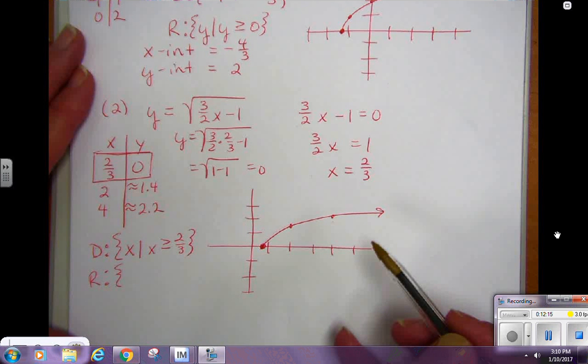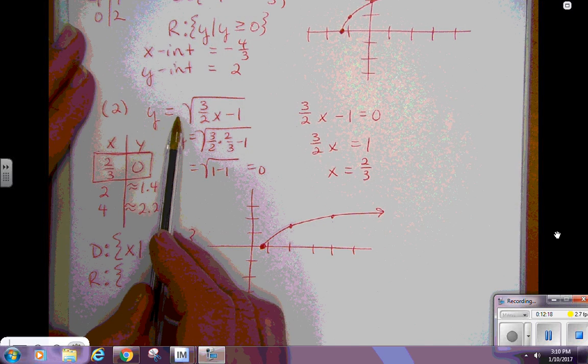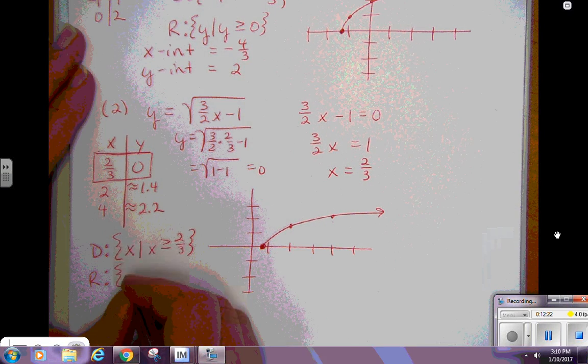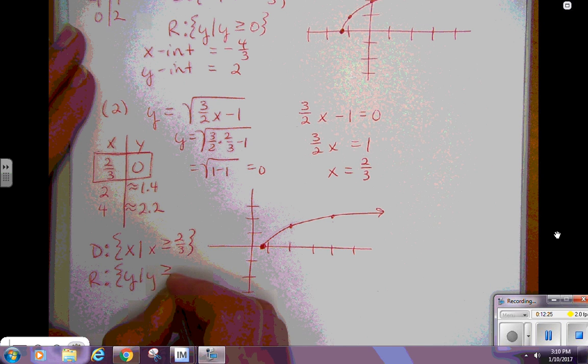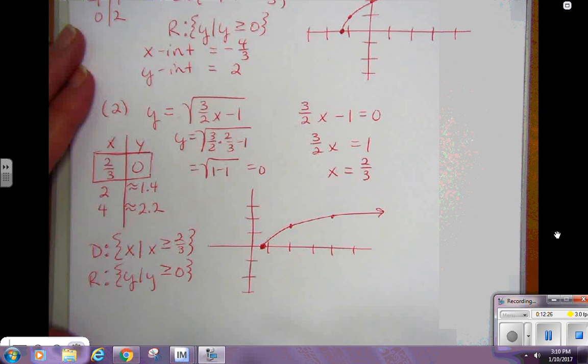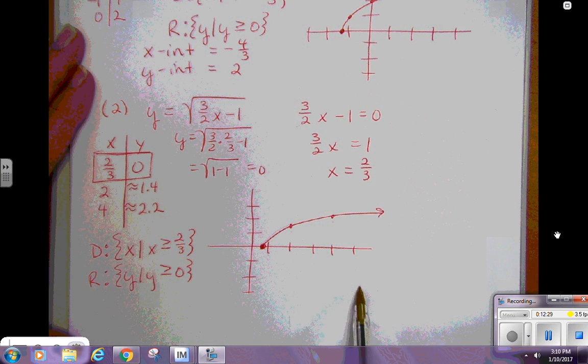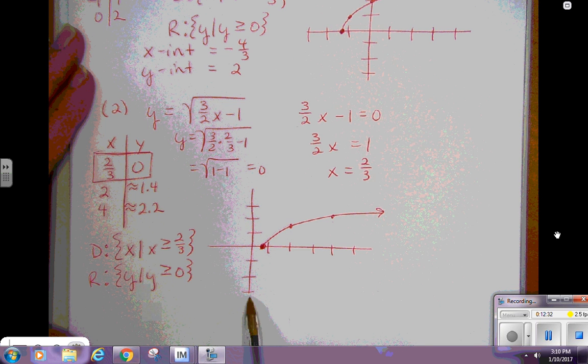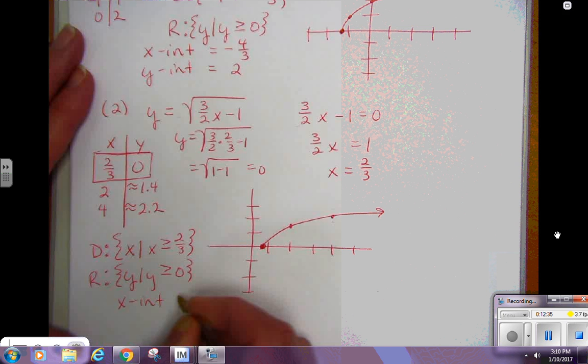The only time it might flip over is if there's a negative in front of your radical. So the range is going to be all values of y so that y is greater than or equal to 0. So if it did flip over, it'd be less than or equal to 0. Okay, and there's not going to be a y-intercept, but you do have an x-intercept of 2/3.